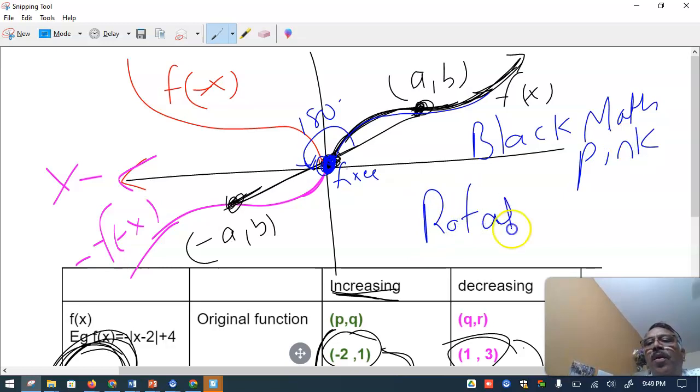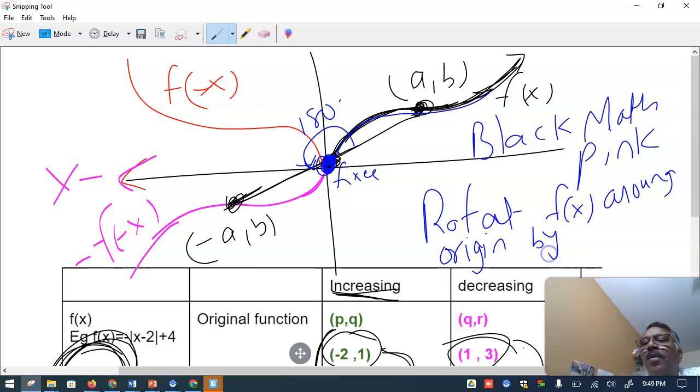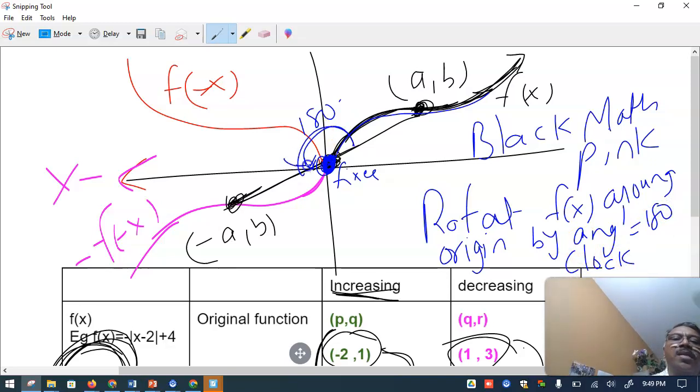So what do you do? You rotate the original function f of x around a fixed point or point of rotation. Origin is the point of rotation. So you rotate the black graph around the origin by an angle which is 180 degrees clockwise or counterclockwise. You'll see when you rotate this, it exactly matches the pink one. That's what that means.